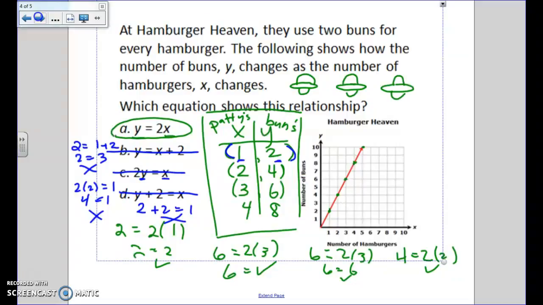So I like to think of these as a T-chart. So if you're having a hard time with your problems on Study Island, I suggest you make a T-chart to start and see if that helps.